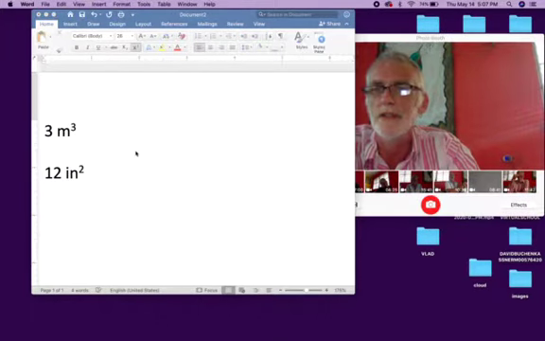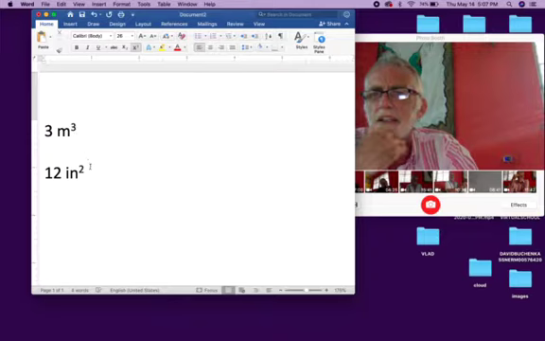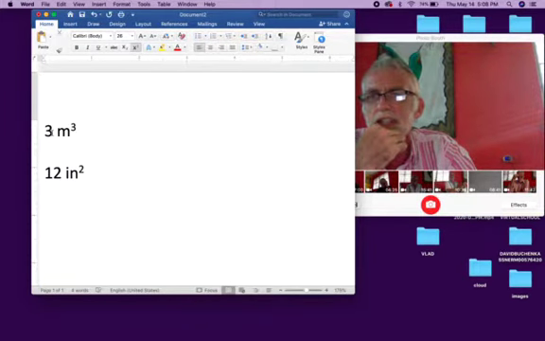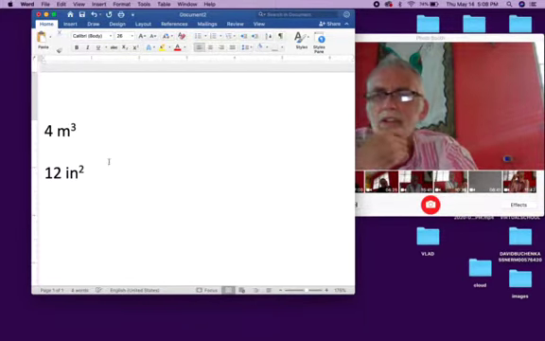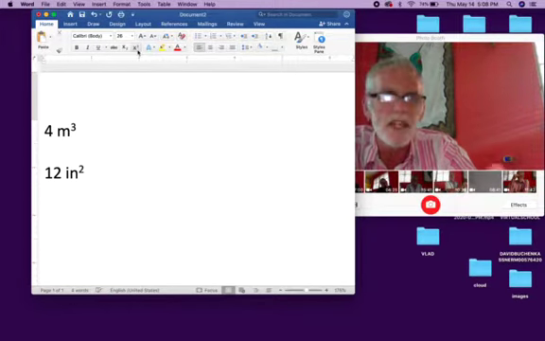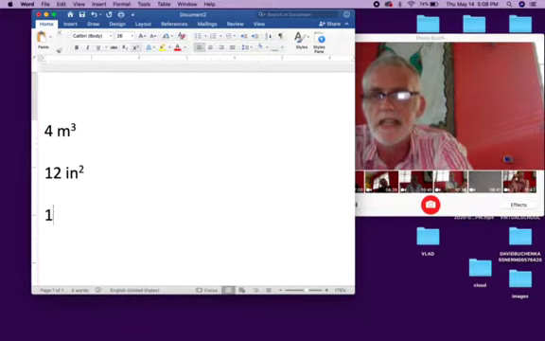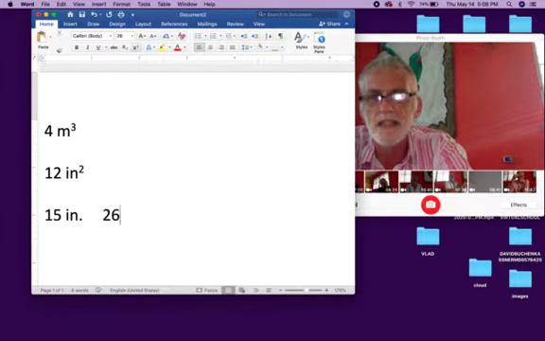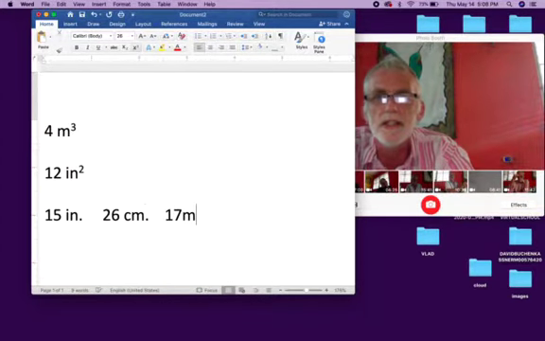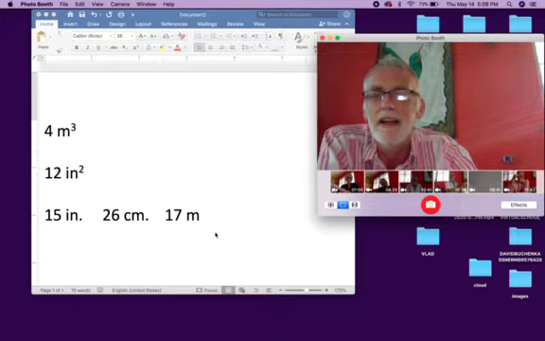Is that working now? Okay, that's working now. So what does it mean with that little 3 and that little 2 up there? Let's change this to a 4, just to be easier. All right, let's go down here first. Let's skip both of those. When you're measuring something, you measure that is 15 inches, and that is 26 centimeters, and that is 17 meters, right? It's just telling you what it is, because nothing's 17 something.